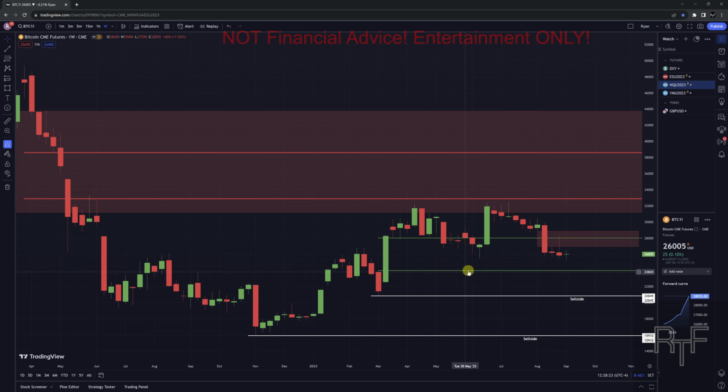If price closes below the BISI, we can see this BISI be used as an inversion fair value gap to push price below the sell side here and the sell side here.